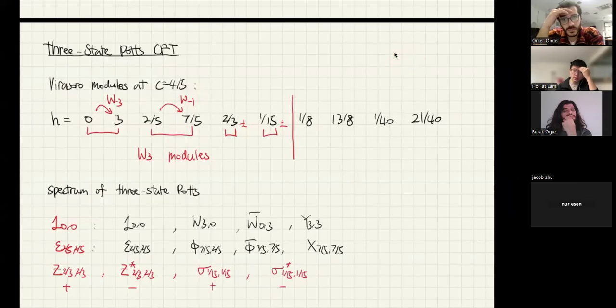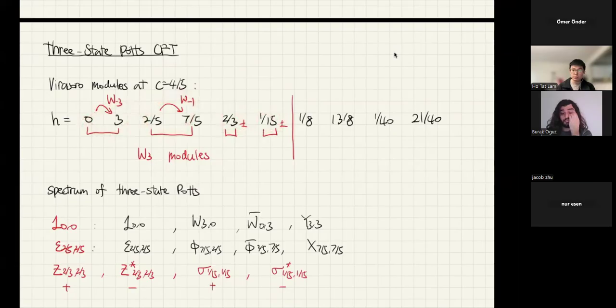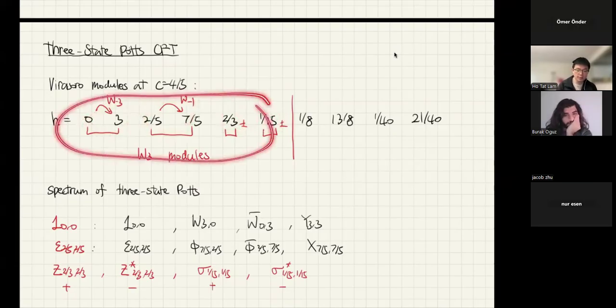And then it turns out that you can have two distinct W3 representations which have the same h for the highest weight states, but are distinguished by the W0 eigenvalues. One of them has positive W0 eigenvalue, the other has negative W0 eigenvalue. So this splits into 2, and this splits into 2. Okay, so in total there are 6 W3 modules.